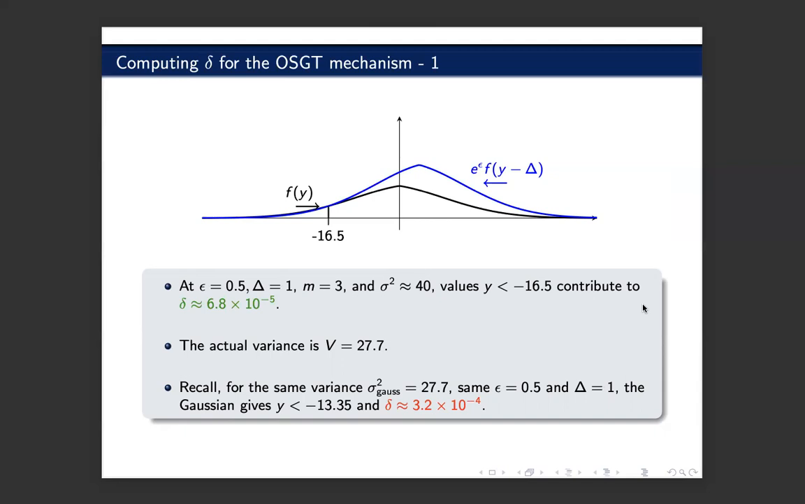But what I want to show you here is one numerical example. At the same variance, we have compared the delta for these particular numerical values. The delta of the offset symmetric Gaussian is roughly an order of magnitude, about 5 times, less than the delta for the Gaussian, at the same epsilon.